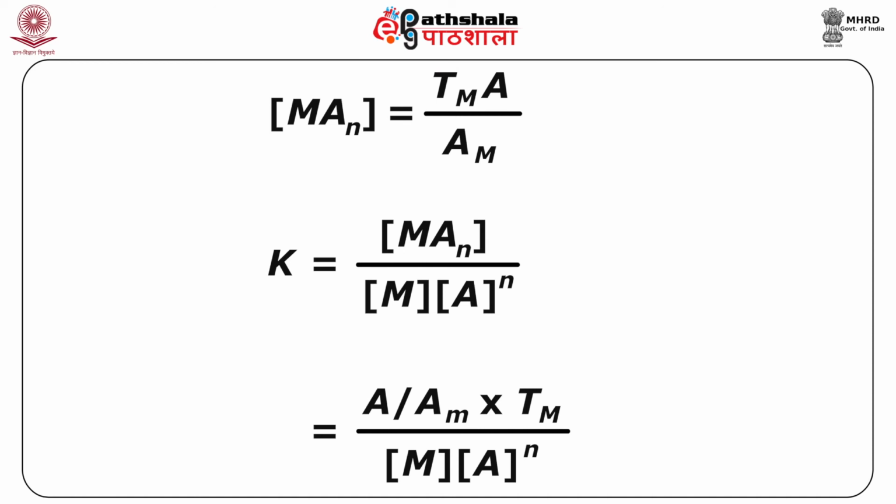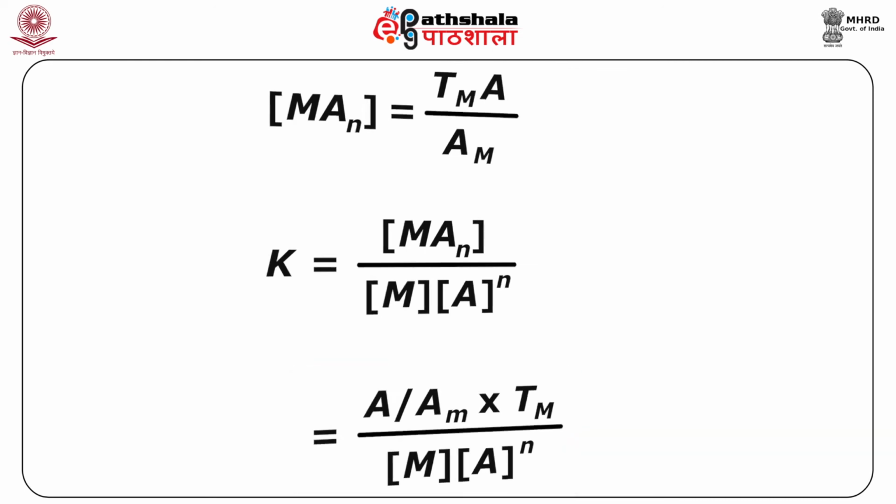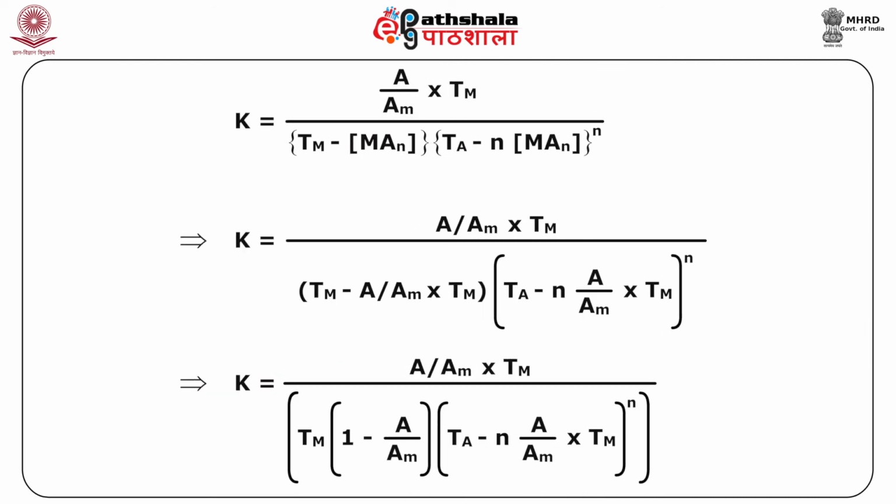On substituting this metal ion concentration in the stability constant equation, that is K is equal to the concentration of complex upon the product of the concentration of metal into that of ligand raised to the power n, we obtain the expression as A upon Am into Tm divided by concentration of metal into concentration of ligand raised to the power n. Now, on substituting the concentration of free metal ion and free ligand in this expression, we obtain K as A upon Am into Tm in the numerator, divided in the denominator by Tm minus concentration of complex into Ta minus n into concentration of complex, whole raised to the power n.